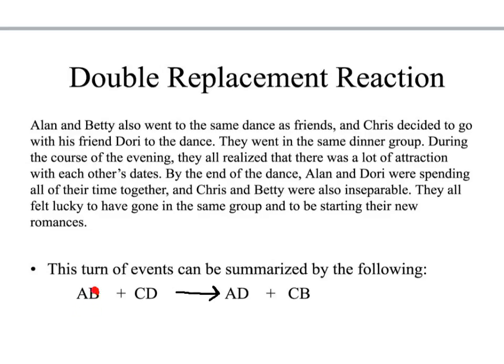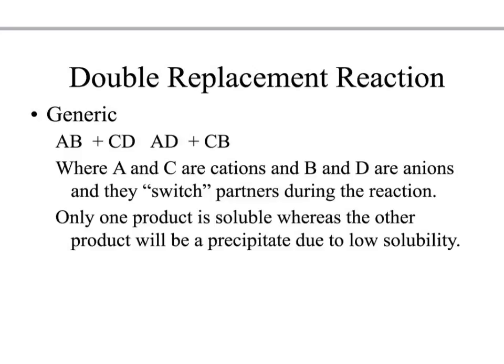We've got AB, Alan and Betty, and CD. These are your reactants. This is how they go to the dance. But at the dance, a reaction happens, and then we've got AD plus CB. We have a switching of partners. Now you can see that in our general equation, right? So our general equation is AB plus CD, and that produces AD plus CB.